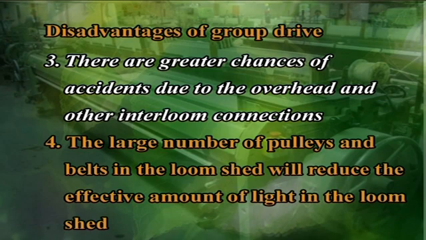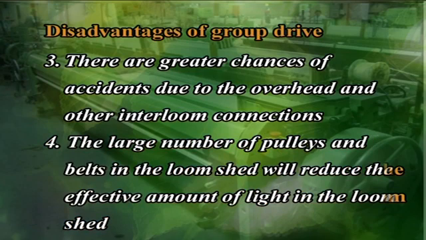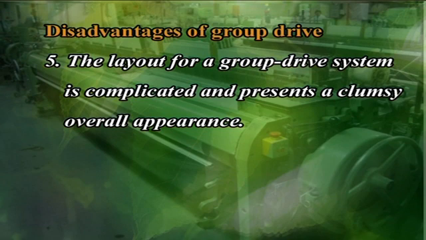There are greater chances of accidents due to the overhead and other interloom connections. The large number of pulleys and belts in the loom shed will reduce the effective amount of light in the loom shed. The layout of a group drive system is complicated and presents a clumsy overall appearance.